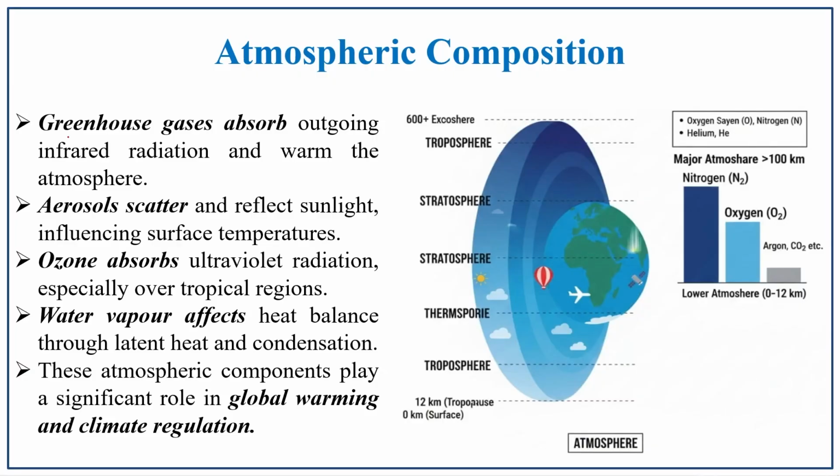Atmospheric composition: the atmosphere has greenhouse gases which absorb the heat, aerosols which scatter the received radiation, ozone which again absorbs heat, and water vapor which balances it through latent heat and the condensation process. So all these atmospheric components play an important role in global warming and climate regulation. Global warming and climate regulation are because of all this atmospheric composition.